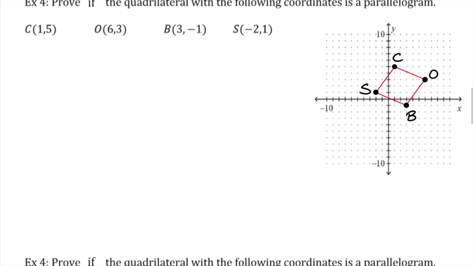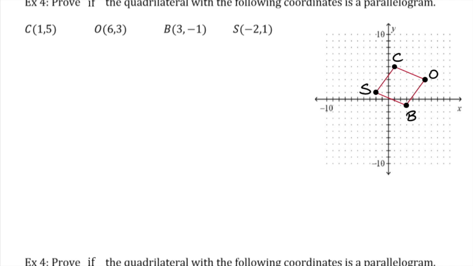So for this example here, I've got some points. I've already got them graphed because I didn't trust myself to do it while I was recording. So we're going to prove if this quadrilateral with these coordinates is a parallelogram. We've got C, O, B, and S. So COBS. That's such a weird name. I don't know if I've ever heard that.